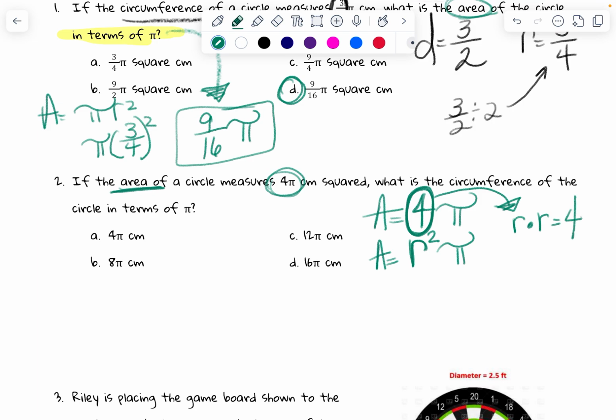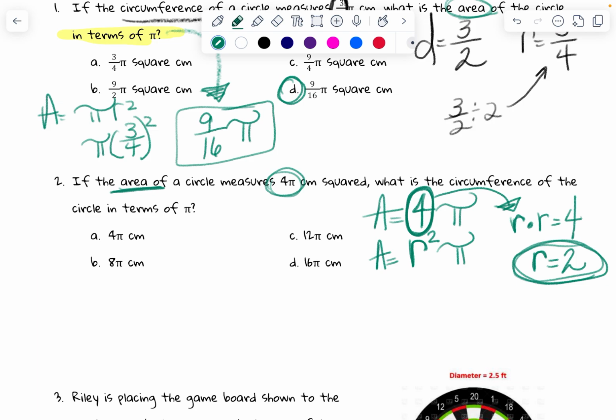Because r squared is 4. R times r equals 4. So if r times r equals 4, then r by itself is going to be 2. So the radius is 2. Okay? The radius is 2.